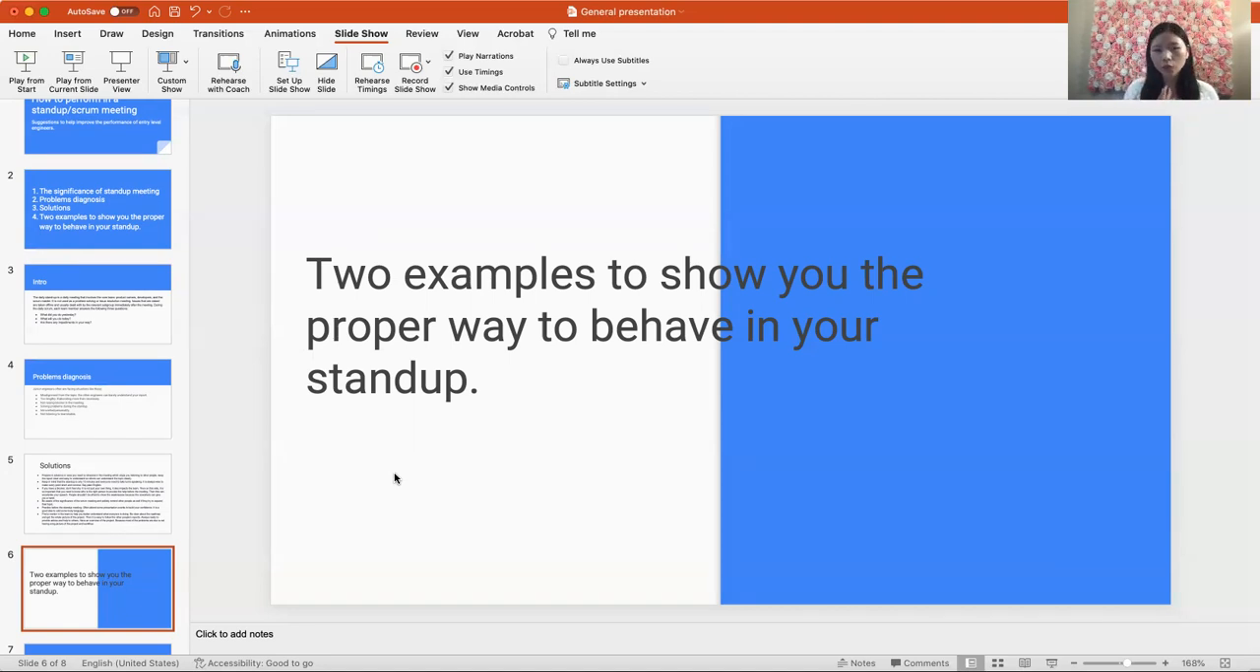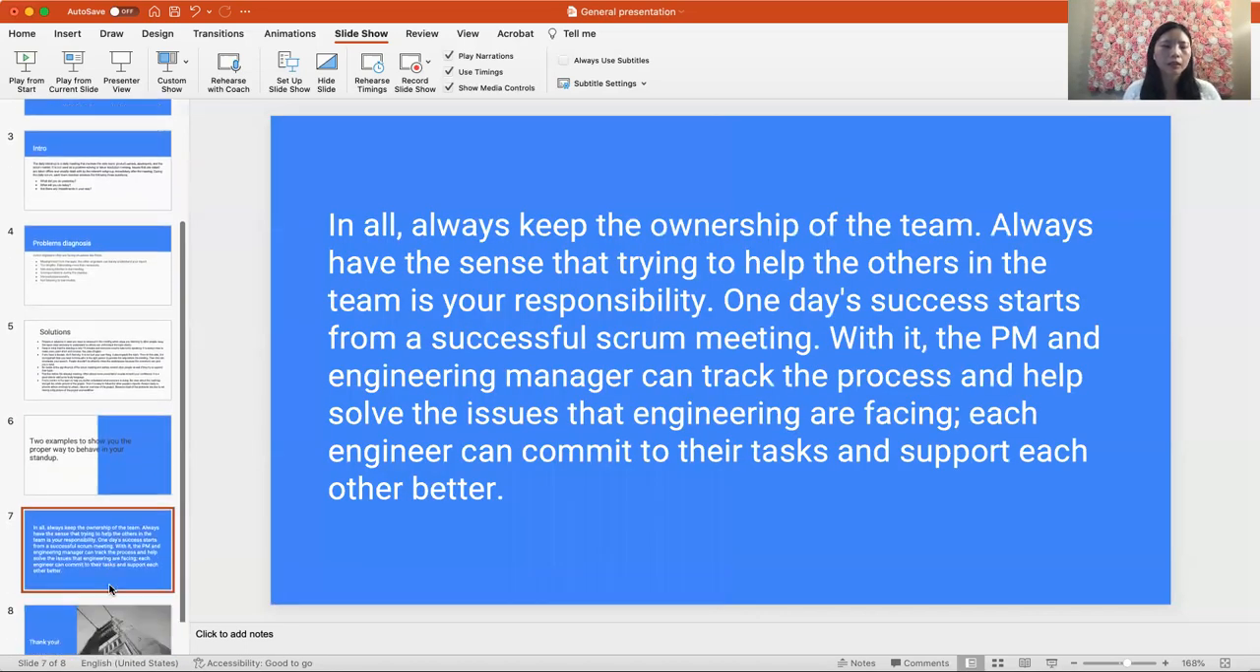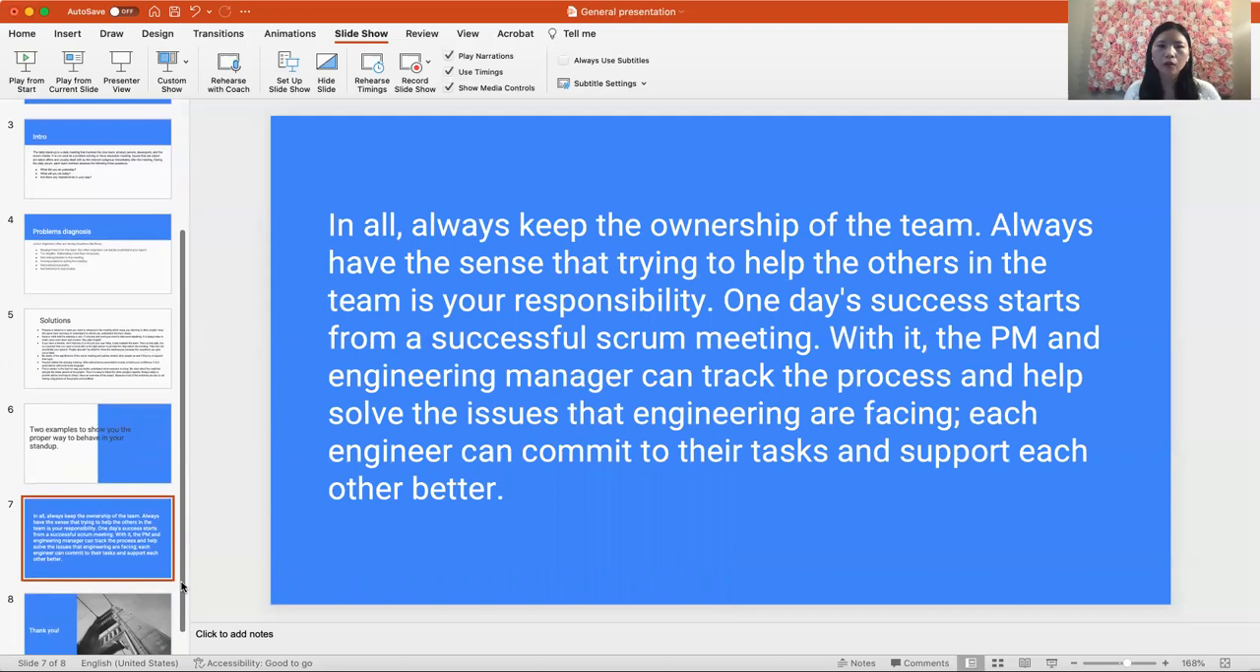Okay, now I'm back. I have finished the 2 examples. Lastly, I want to tell all of you that we always need to have a sense of ownership, because only if we have the sense of ownership can we always be ready to help other people when they are in need. And also, if you have the sense of ownership, you must be very eager to learn more and understand more. You can grow very fast.